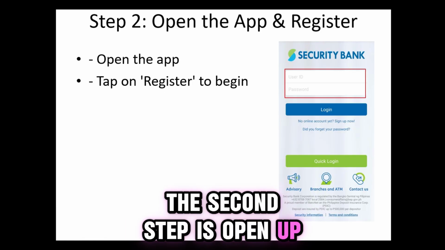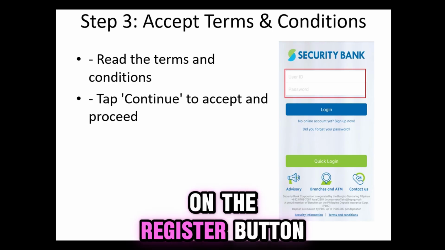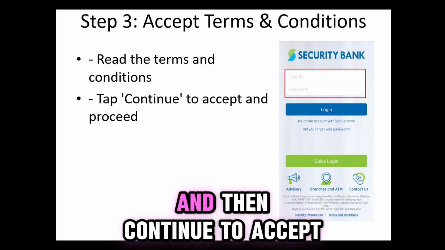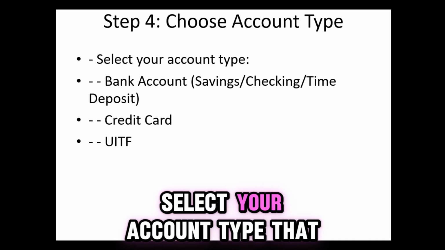The second step is open up the app, tap on the register to begin with. So once you have tapped on the register button, make sure you read the terms and conditions and then continue to accept to proceed to the further step. So once you have done that, select your account type.